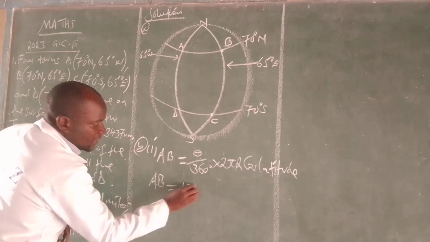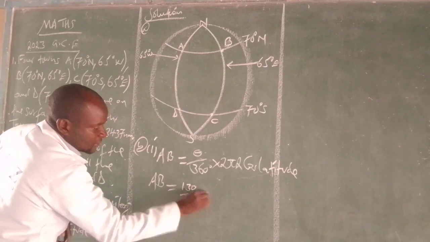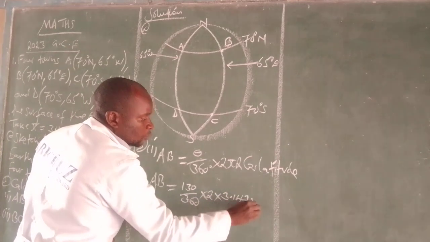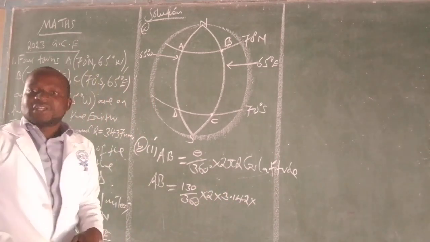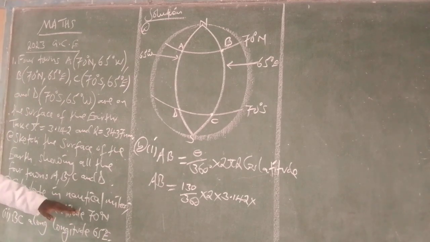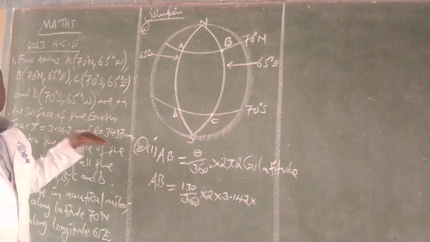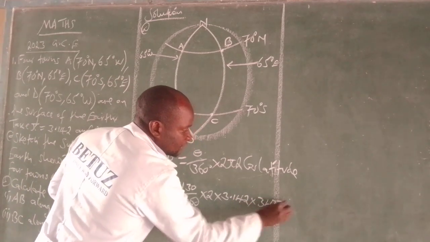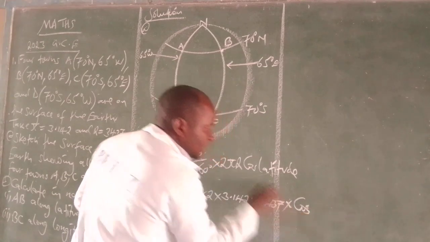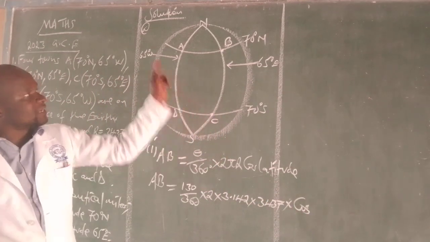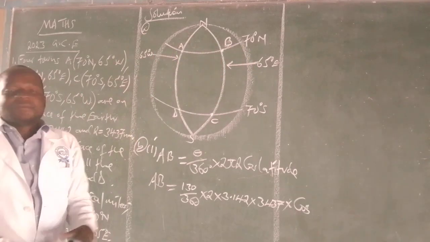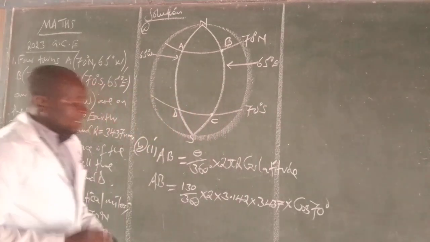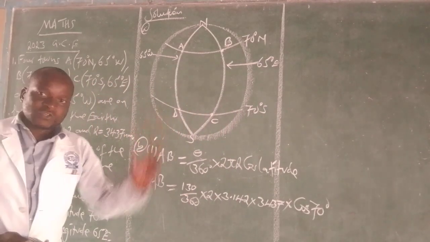So we have 130 divided by 360 multiplied by 2 multiplied by pi, 3.142, multiplied by R, which is the radius of the earth. So we are finding in nautical miles, meaning we consider the same radius of the earth, which will be 3437, multiplied by cos latitude. Cos latitude will be the same latitude which is being shared by town A and town B. That is 70 degrees.